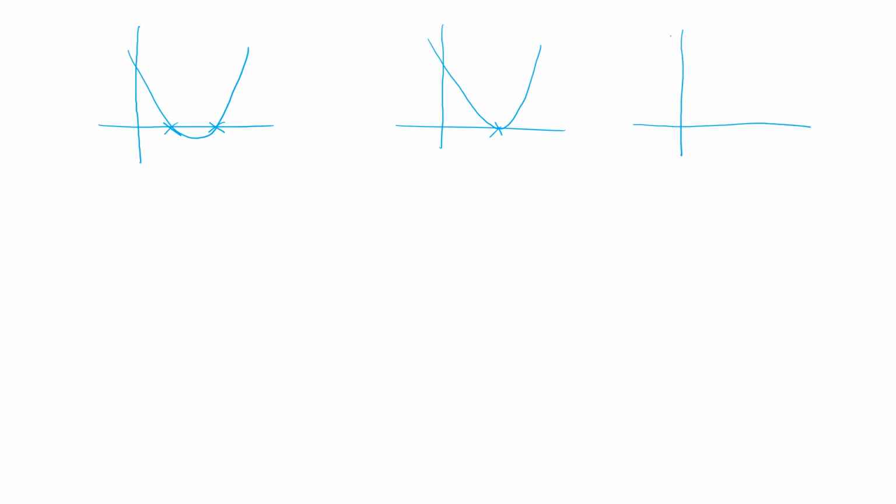So if I draw 3 different types of quadratics, one that crosses the x-axis and there would be 2 solutions or 2 roots, one that just has a repeated root and just sits on the x-axis, is tangent to the x-axis, and then one that is above the x-axis and therefore doesn't have any roots.